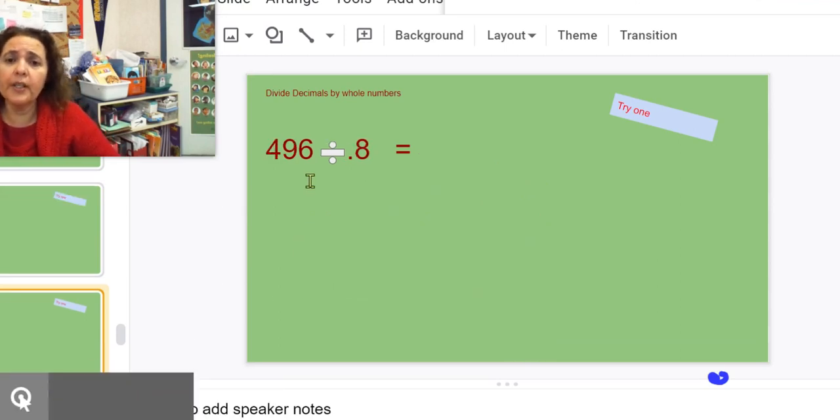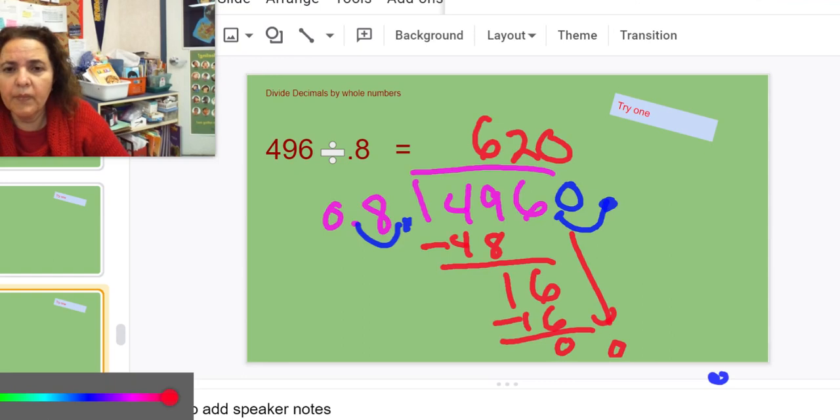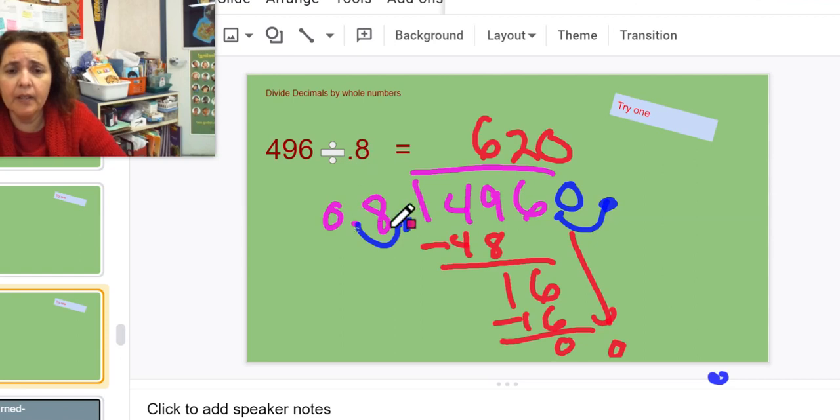Okay, try this one. 496 divided by 8 tenths. So do this one and come back to me. Okay, so I did my 496 here, divided by 8 tenths. It's basically like multiplying by 10, right? So I got to shift it over 1 place. I added my decimal, shifted it over 1 place. I shifted this one 1. I got to shift that one 1. So it means I got to add a 0 here. So then now it's 8 goes into 49 6 times. 6 times 8 is 48. Subtract my 48. 9 take away 8 is 1. 1 is less than 8. Bring down my 6. 8 goes into 16 2 times, minus 16, but I have another 0 here. So 8 goes into that 0 0 times. So my answer is 620.